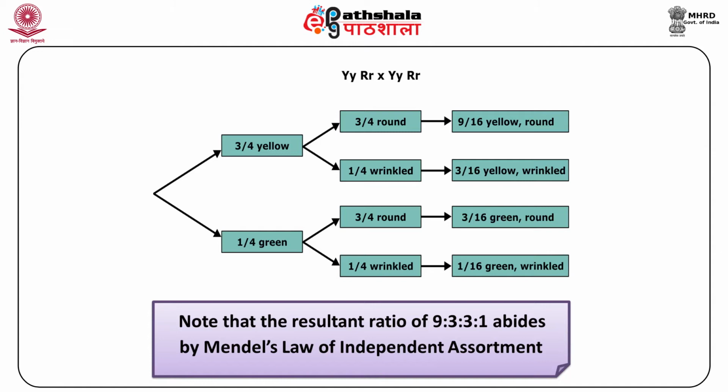The next probability will be of 1 by 4th being green in color. So, if we have 3 by 4th round, it means they will give a total probability of 3 by 16 being green and round, and if we have 1 by 4th wrinkled, then the total probability will be 1 by 16 green and wrinkled. Note that the resultant ratio will be 9:3:3:1, which abides by Mendel's law of independent assortment.